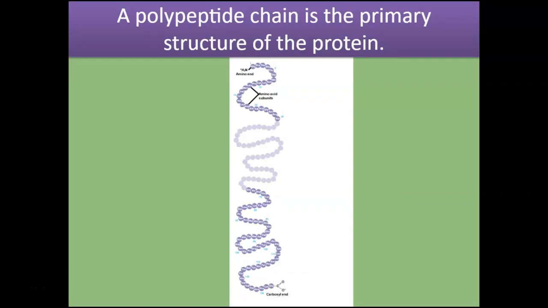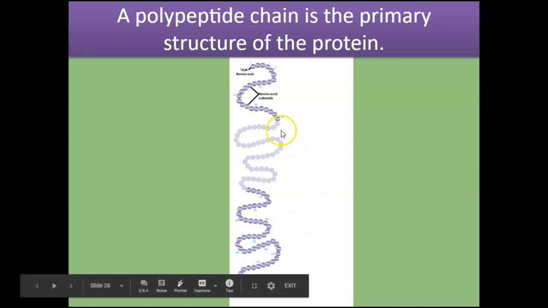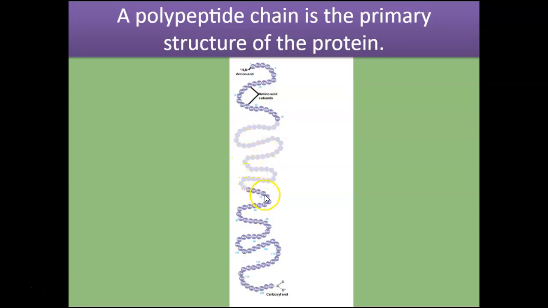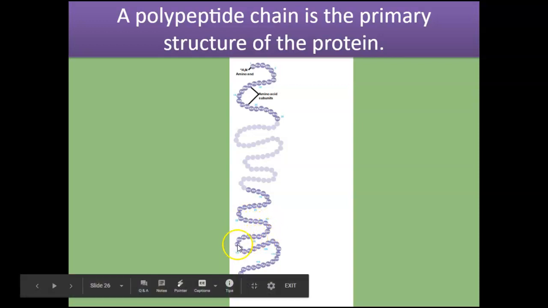Protein structure is so important that we make sure we go into depth. This is an example of a polypeptide chain. You can see the repeating units of amino acids forming one long polypeptide polymer chain. This is not yet a protein, but rather a polypeptide chain.